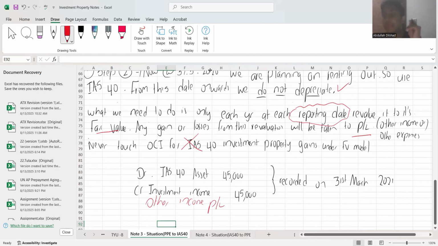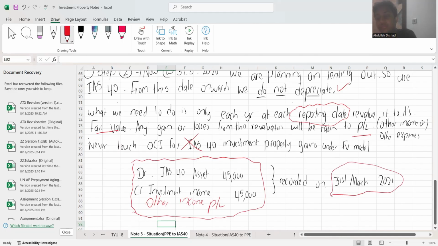Other comprehensive income is only applied when you have revaluation gains if the asset is used under IAS 16, not IAS 40, right? So this is how you present it in your statement of financial position and P&L on 31st March 2021, right?